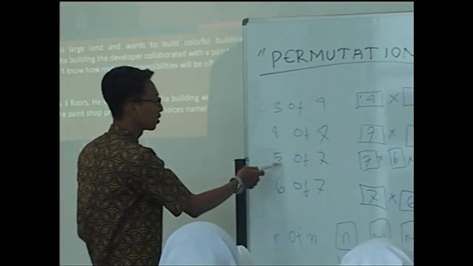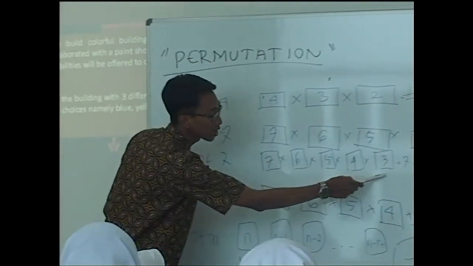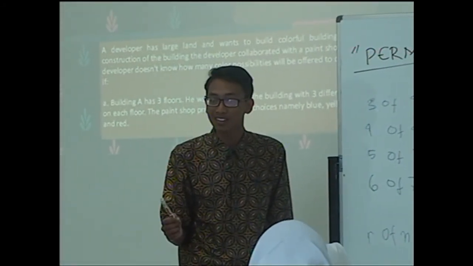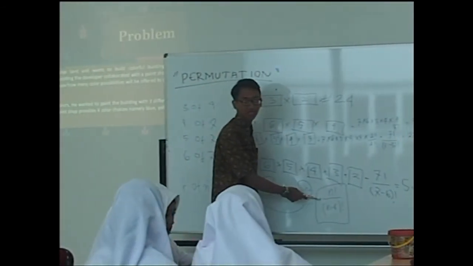And in the next problem we have 5 of 7. We have in the last box 3, and 3 comes from 7 minus 5 plus 1. Is that clear? Oh, yes. So we have the general form is this.